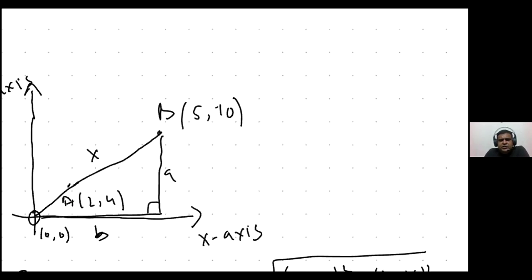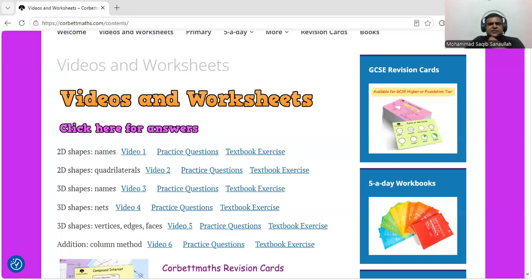Let me stop sharing my screen for a bit and let me see if I can find a good website tool. I usually use Corbett Maths, right? Corbett Maths is one of the really good resources online where you can find really good questions and answers and videos and worksheets. So let me quickly share my screen and show you what I mean. So this is Corbett Maths. All right. So if you can see the screen.